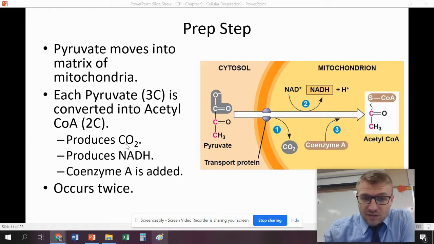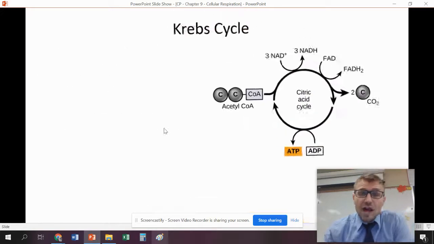This produces CO2. It produces another NADH, and we're going to come back to NADH later on. And a coenzyme A is actually added here. So you can see coenzyme A. This occurs twice. Why does this occur twice? One pyruvate molecule is going to go through this process, and then the next pyruvate molecule is going to go through this process. So you have to essentially double everything. We double the amount of CO2, double the amount of NADH, and we double the amount of coenzyme A that we are using.